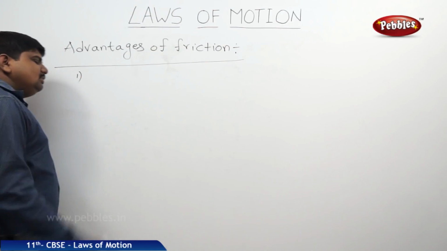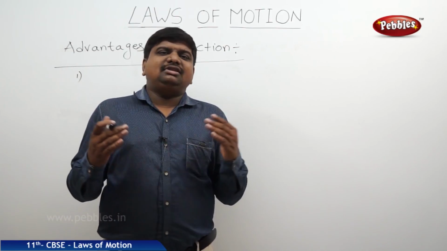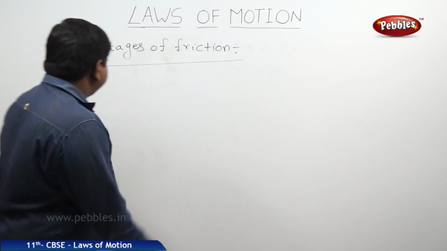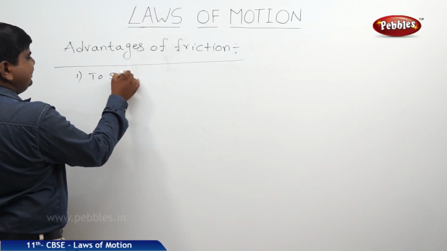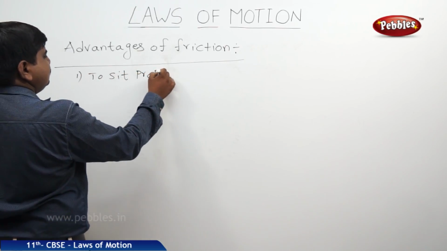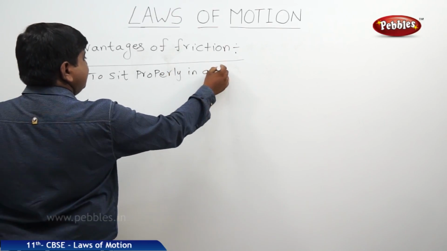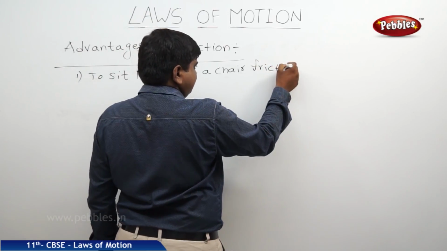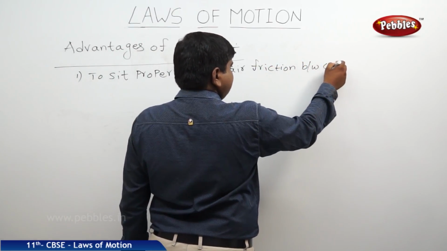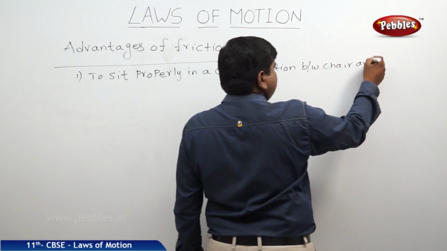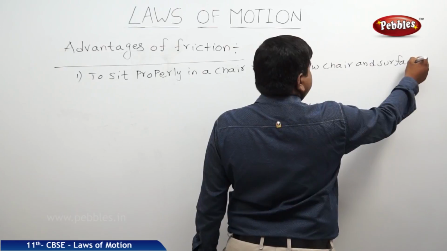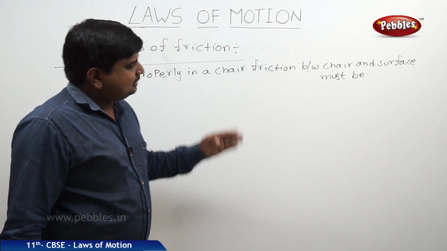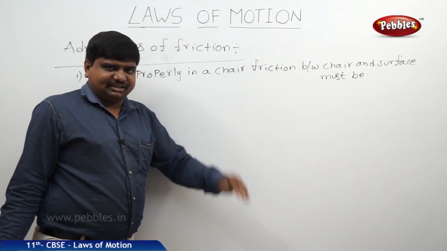First one, suppose you want to sit in a chair. Without the friction between the surface and the chair, it is very difficult to sit properly in a chair. So, to sit properly in a chair, friction must be there. Friction between chair and surface must be there. When we sit, the chair and the human body will be in friction.